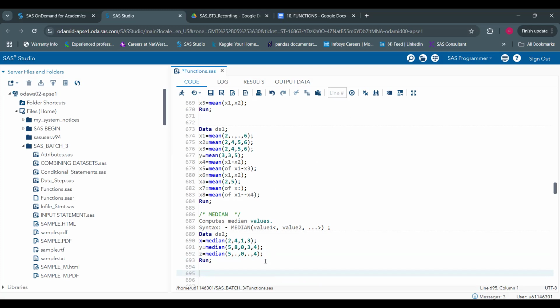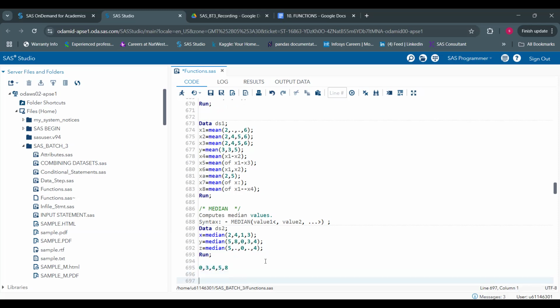First, we'll arrange that in ascending order: 1, 2, 3, 4. So what is the median of this one, ma'am? 2 plus 3 by 2, it will be 2.5, right? And how about the second one? It is 0, 3, 4, 5, 8. So what will be the median value? 4. Right.